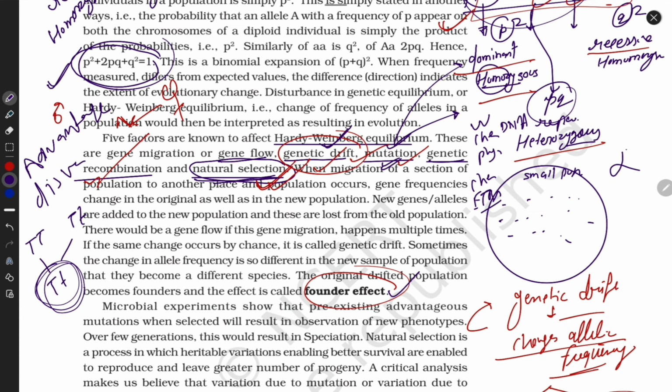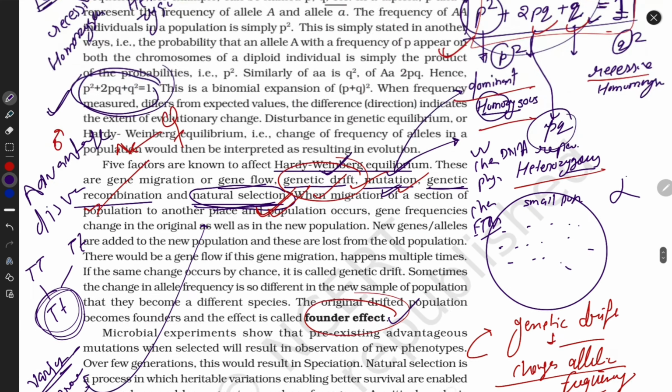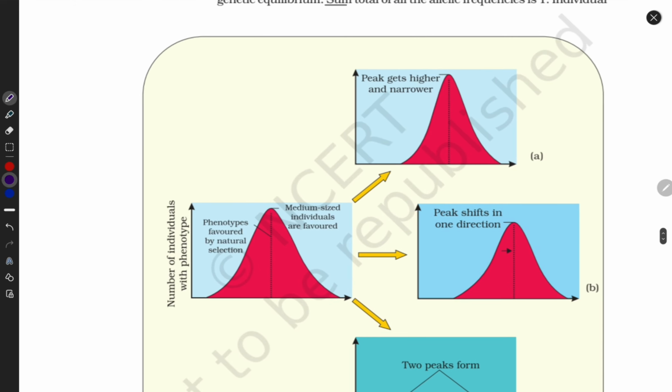Natural selection is what? Selection by nature. It means, guys, which population will survive? If they have variation, they survive. If they reproduce, they will survive. If they have variation and they reproduce, nature selects them. So this is all about your Hardy-Weinberg equilibrium.